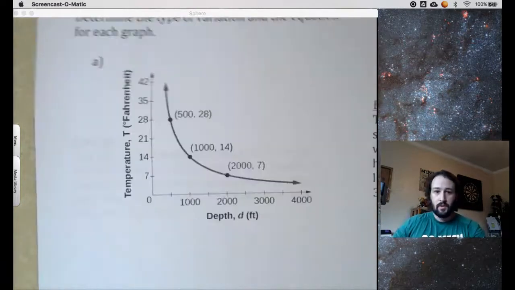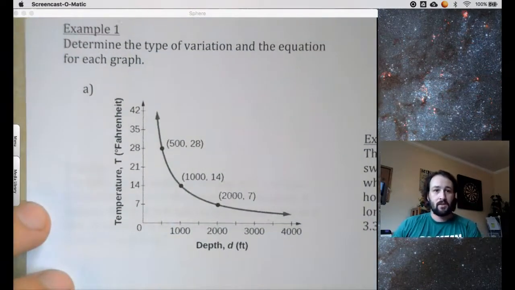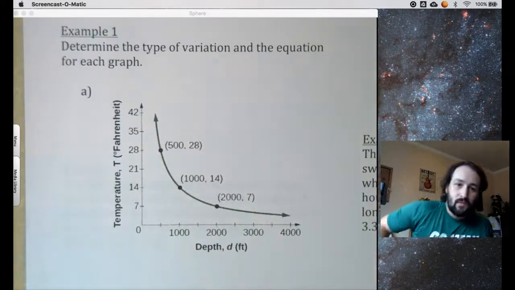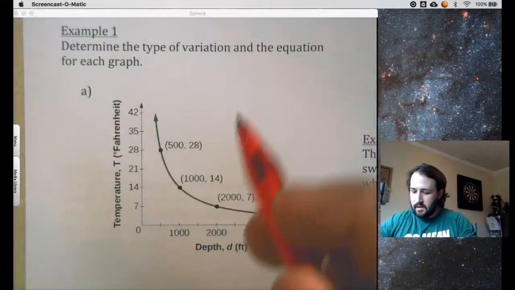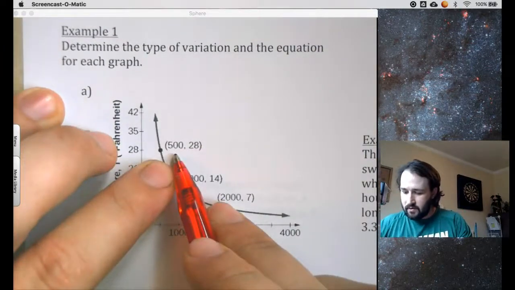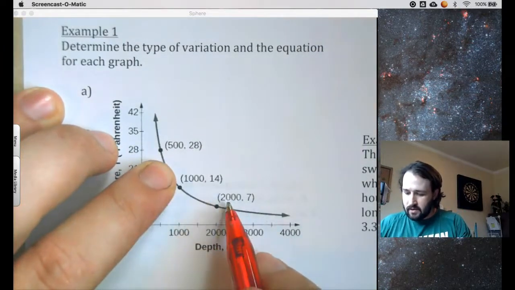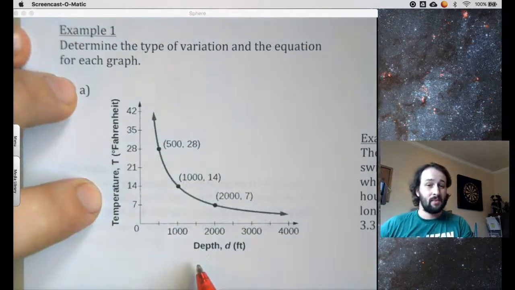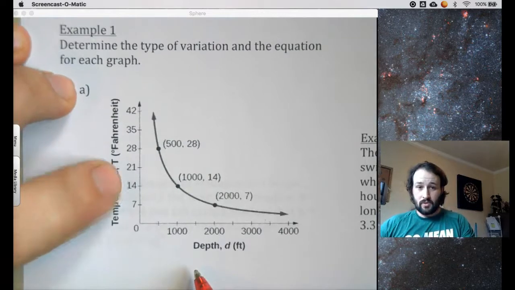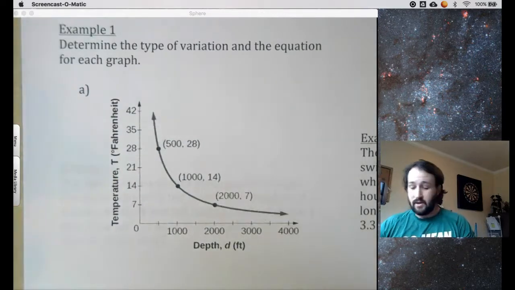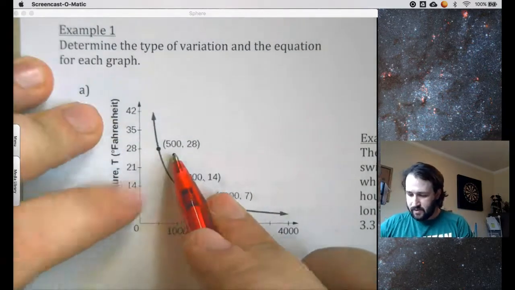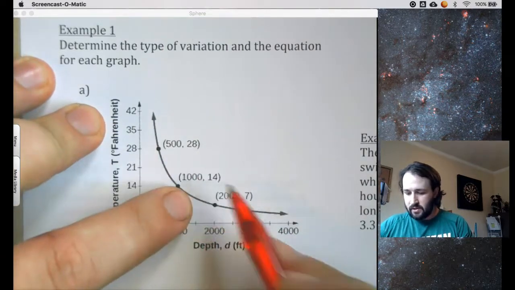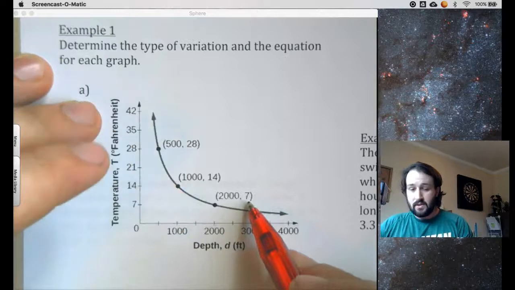All right, so looking at this first one here, determine the type of variation, one of those two, and the equation for each graph. So let's take a look. X is 500, X is 1,000, X is 2,000. We're talking about the depth and the temperature. So this is probably the depth in the water and the temperature in Fahrenheit. So say I'm 500 feet down, it's about 28 degrees. 1,000 feet, 14 degrees. 2,000 feet, 7 degrees.